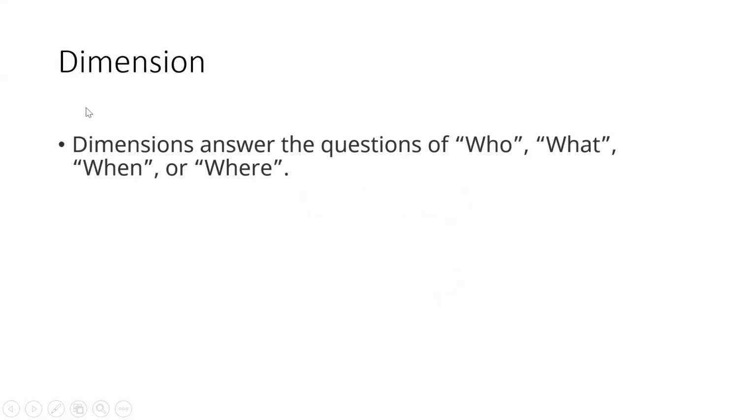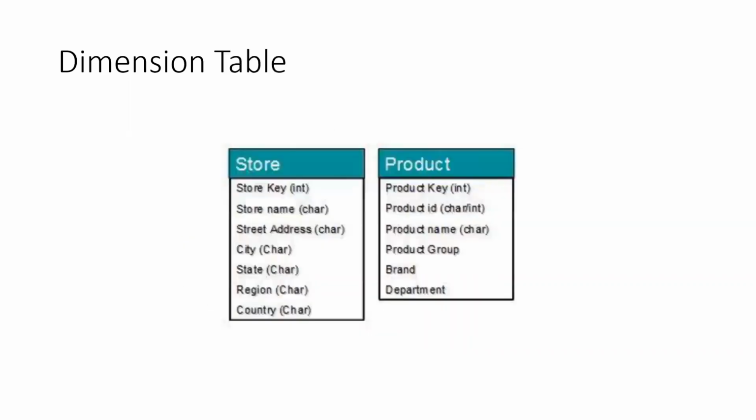Now, what are dimensions? Questions like who, what, when, where, whatever answer we will be receiving from the data set, that is a dimension. So we are storing all the dimensions in dimension tables. You can see in the store table, we are having all the store related information. In the product table, all the product related information. Having our primary keys as well, store key, product key.